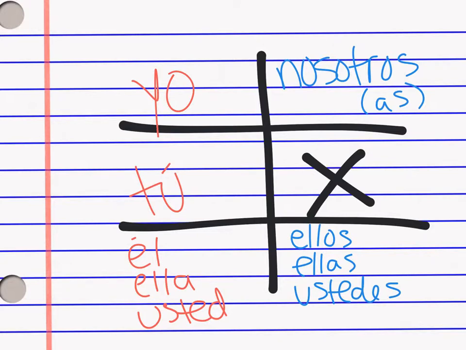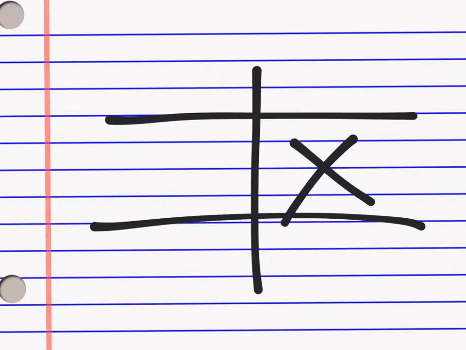Hopefully this makes sense to you. You should be able to look at this chart by the end of this lesson and be able to say, oh, that spot right there, that's the yo spot, or that's the tú spot, or this is the él, ella, usted spot, or this is the nosotros or nosotras, or the ellos, ellas, ustedes, without having to write the different subject pronouns out. And this is why.